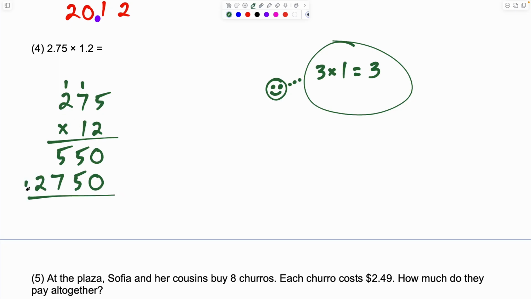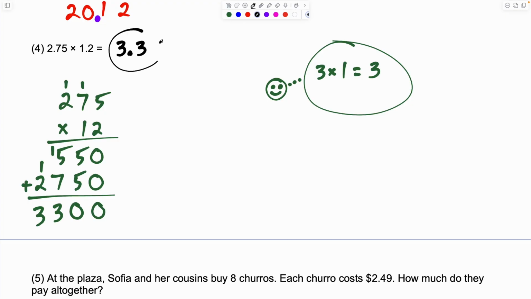And I add all of this up. So we get 0 plus 0 is 0. 5 plus 5 is 10. So I have a 0, carry the 1. 1 plus 5 is 6. And 6 plus 7 is 13. Carry the 1. 1 plus 2 is 3. So here, when I'm writing this out, remember, our answer has to be in the neighborhood of 3. It has to be close to 3. So the decimal at the end is going to go over here. So when I write the answer out, we're going to get 3.3.